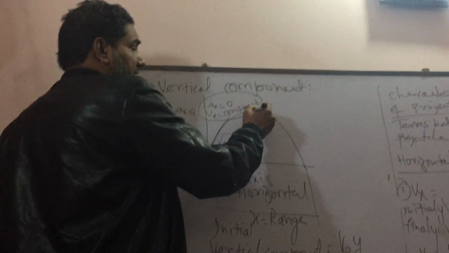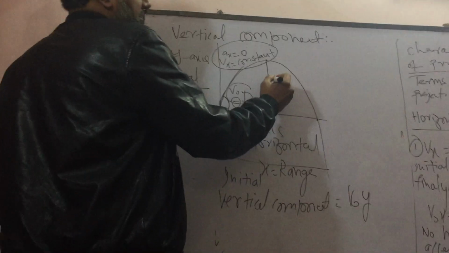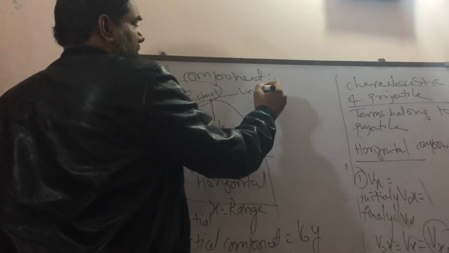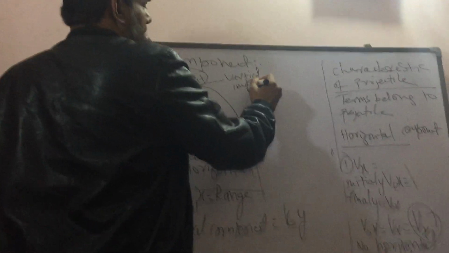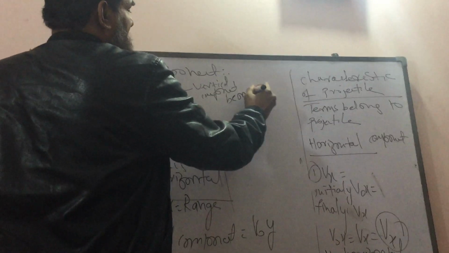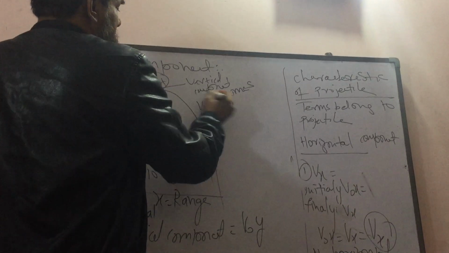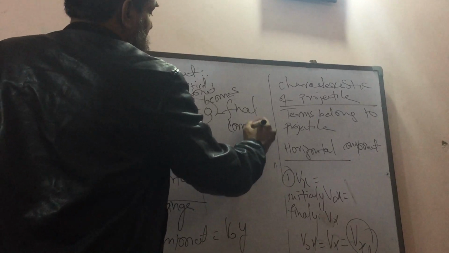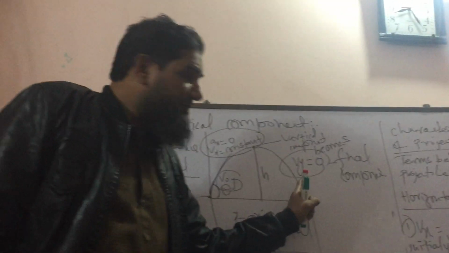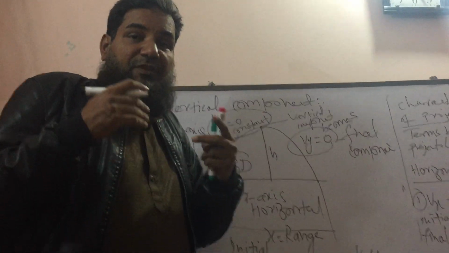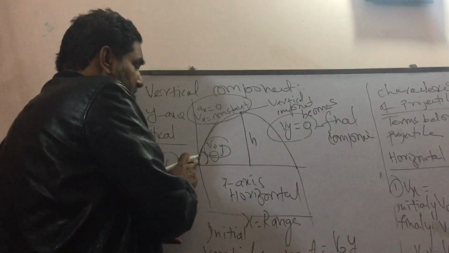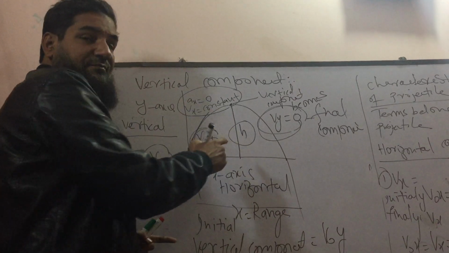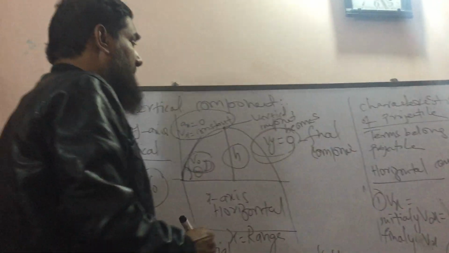When the object covers height and reaches a height h, the vertical component Vy becomes 0. This is the final vertical component of velocity. The final component Vy is 0, and the initial component is v0y. The final component is 0, and the object's vertical distance is the height h.